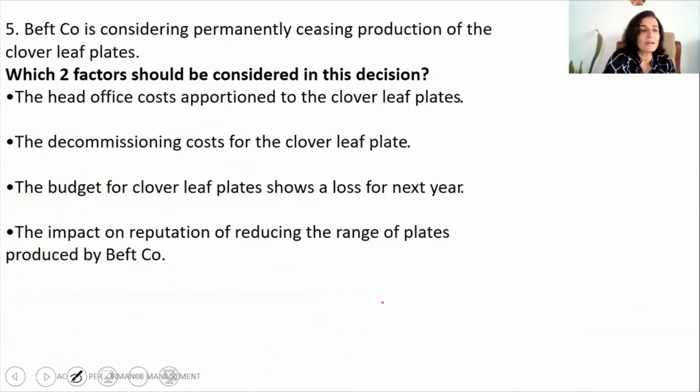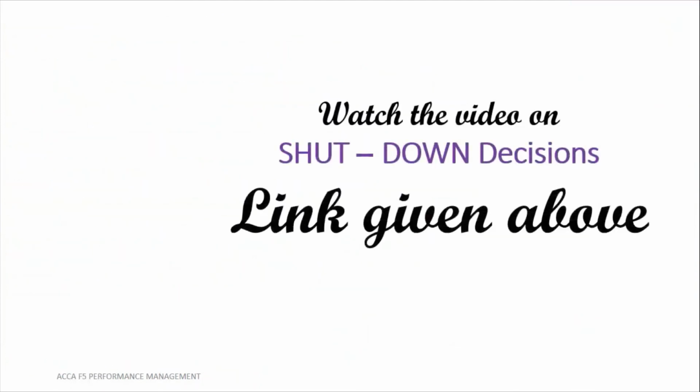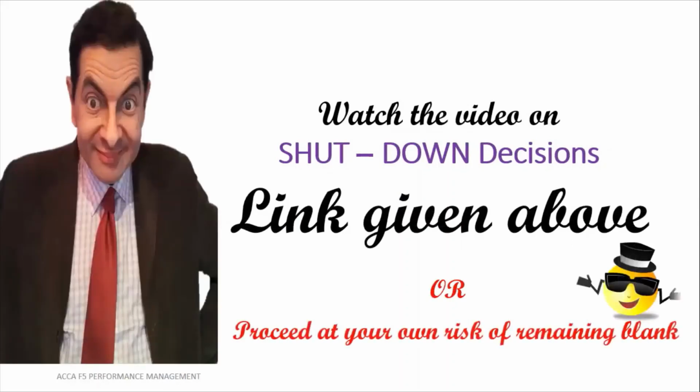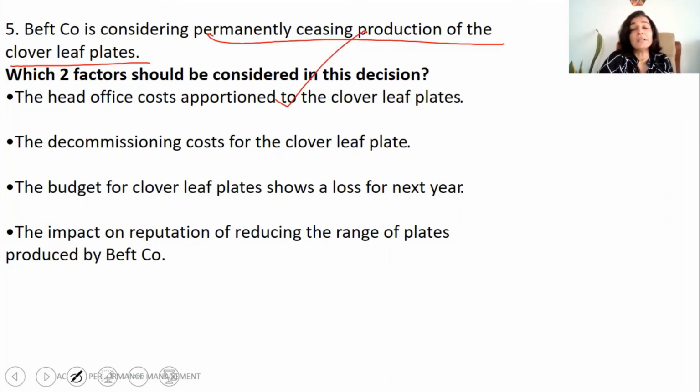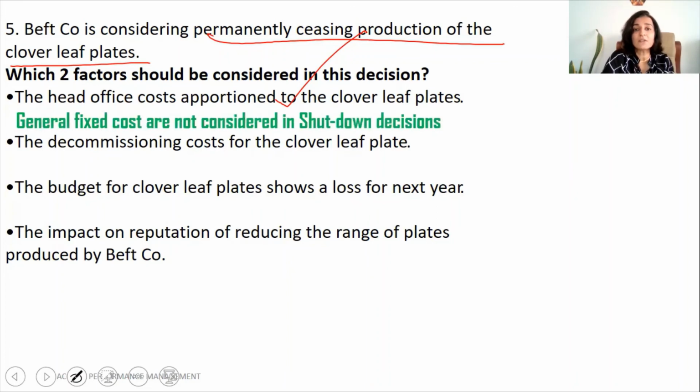Now, moving to the last subpart. BEFT company is considering permanently ceasing production of the clover leaf plates. So this is a question of shutdown decisions. Which two factors should be considered in the decision? The head office cost apportioned to the clover leaf plate. So head office cost is nothing but an apportioned cost, or it is a general fixed cost. General fixed costs are never considered in shutdown decisions.